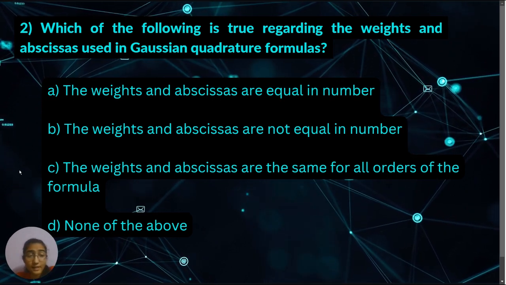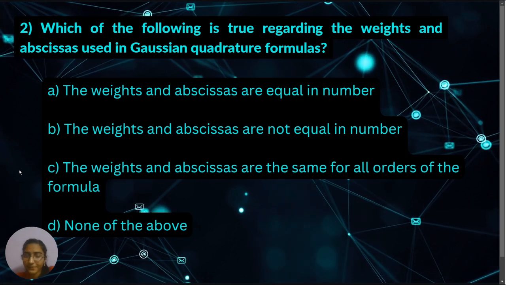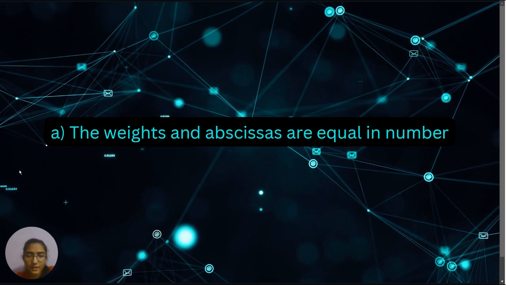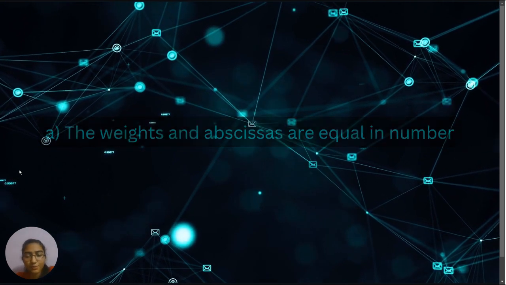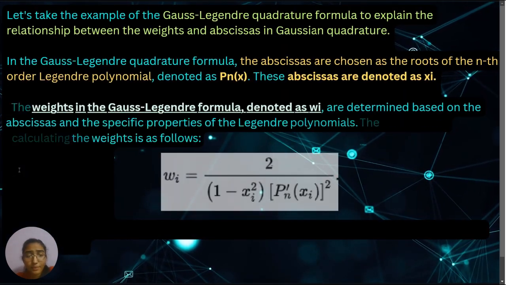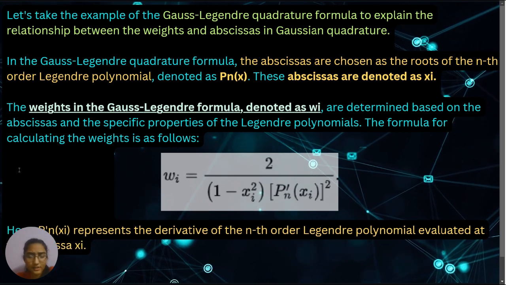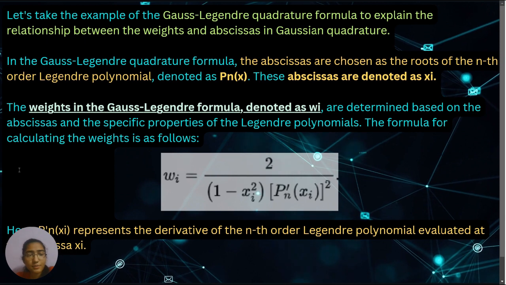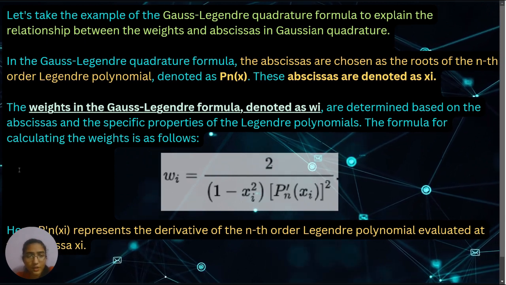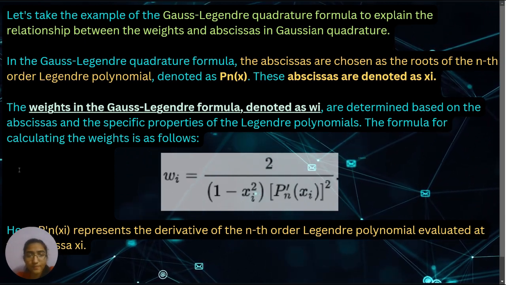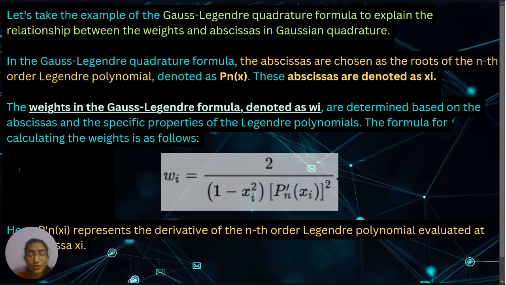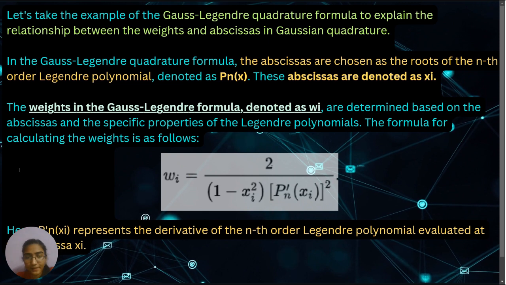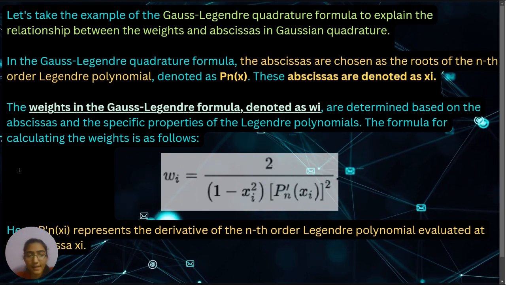So the correct answer is A. The weights and abscissas are equal in number. Let me give you an example and prove it. Let's take an example of Gauss-Lagrange quadrature formula, as we discussed earlier in the first question, to explain the relationship between weights and abscissas in the Gauss quadrature. In Gauss-Lagrange quadrature formula, the abscissas are chosen as the roots of the nth order Lagrange polynomial, denoted as Pn of x. And these abscissas are denoted as xi.